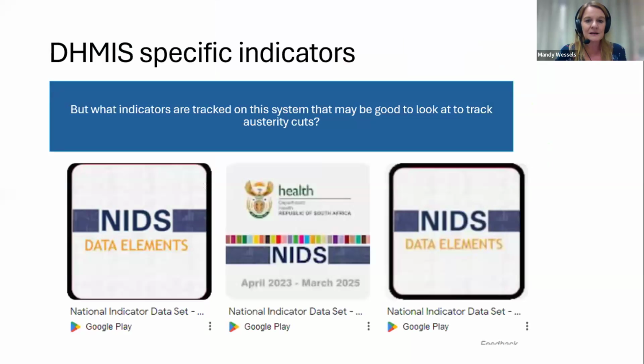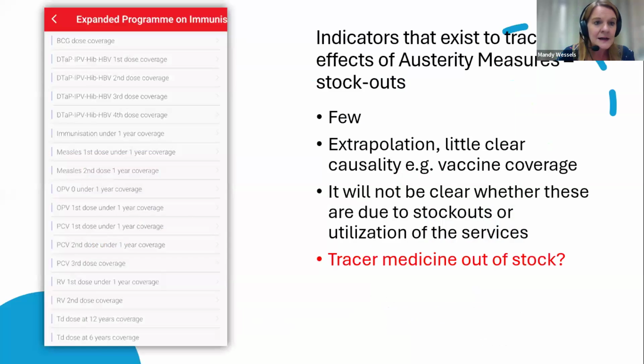I'm going to unpack a little bit a few indicators we may want to keep an eye on when we're monitoring the effects. And to do that, the NIDS data elements, the National Indicator Dataset, is actually available as an app on your phone, and you can then click on any section you'd like. So if you look at the EPI, down the left-hand side is all the things that will be measured: BCG first dose coverage, OPV under 1 year coverage, measles first dose coverage.